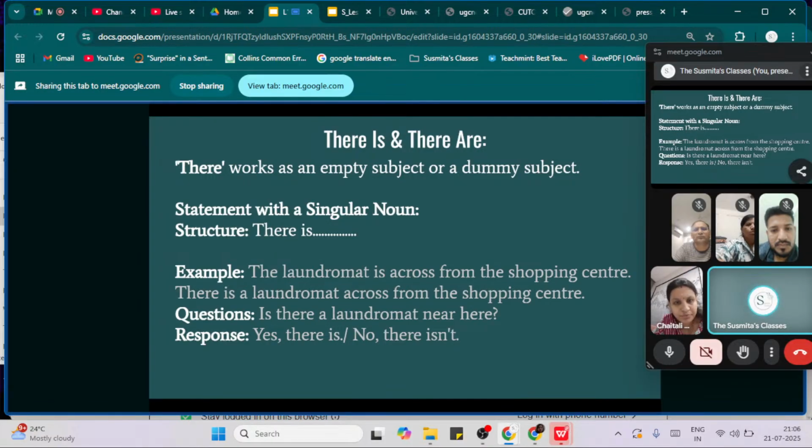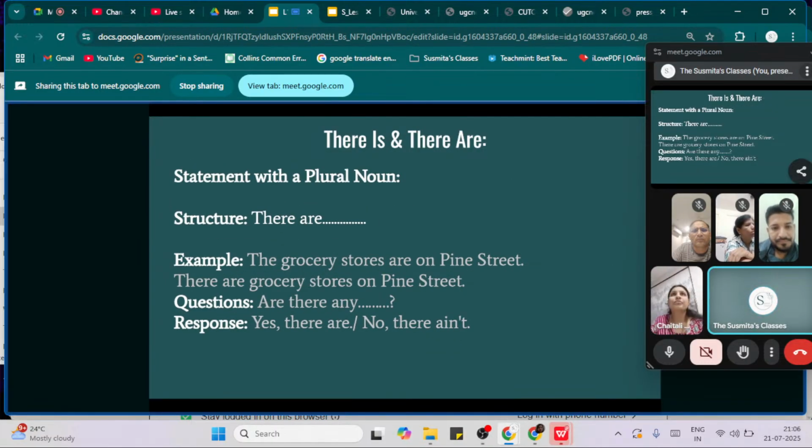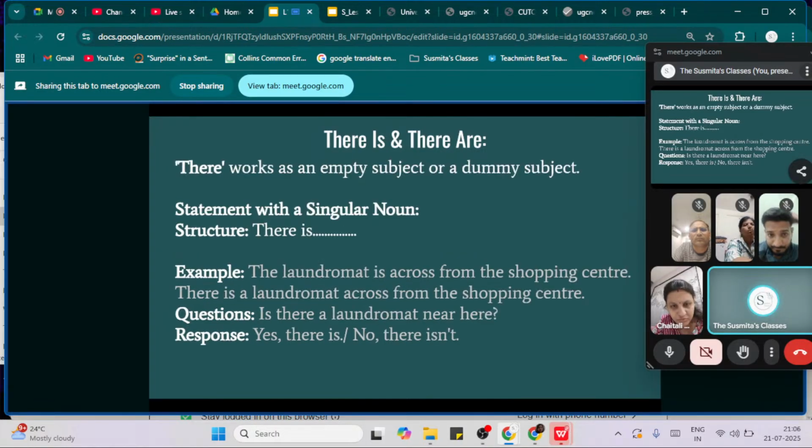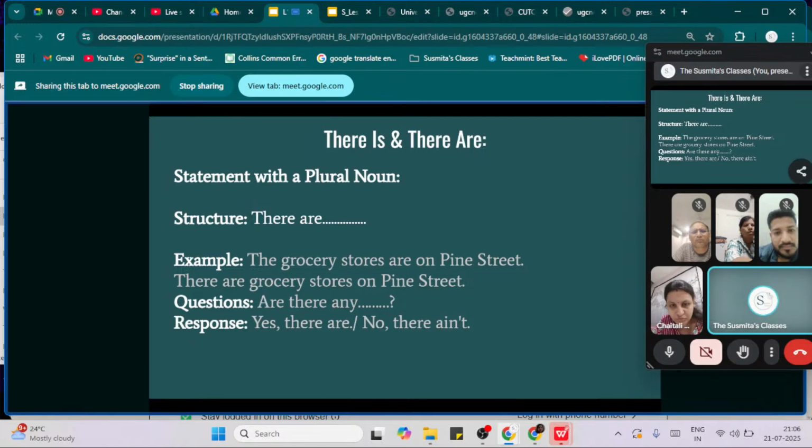So according to the subject that follows after the there and the verb we are using, that is our main subject, and according to that subject we will use is or are in a sentence. Okay. Now in the same way we will frame the questions also. If we are saying grocery stores, then we will use are there any grocery stores. If we are saying laundromat, then I will say is there a laundromat near here, because laundromat is singular, so I will use is. And grocery stores is plural, so I will say are there any grocery stores around here.